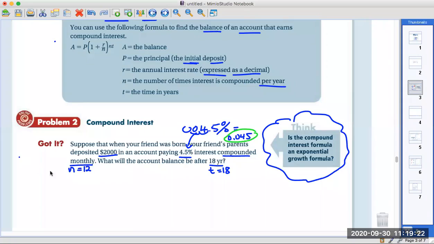Now let's put it all in. A is the amount that you will have. The initial amount is 2,000. 1 plus R, which is 0.045, over, this is a fraction, N, which is 12 since they were compounding it every month. Close the parentheses. This is a power, so this is raised to the power of N times T, 18 years. So this is how the formula looks when you plug it all in.